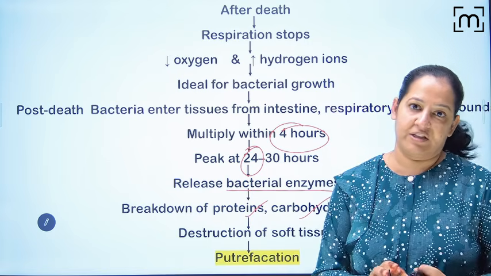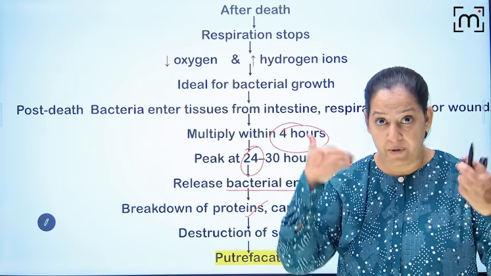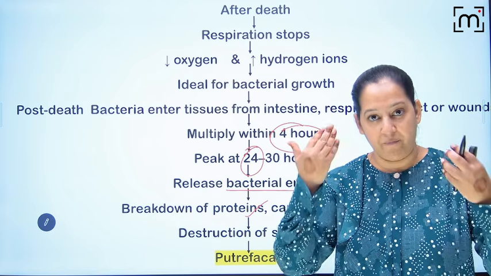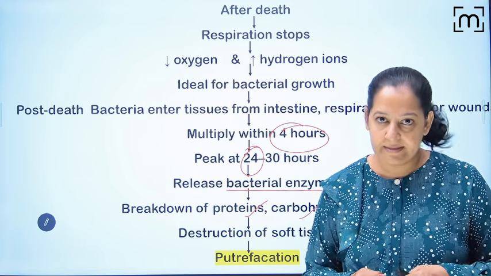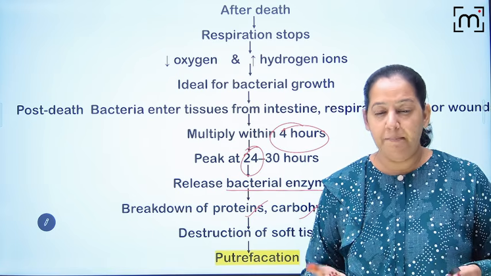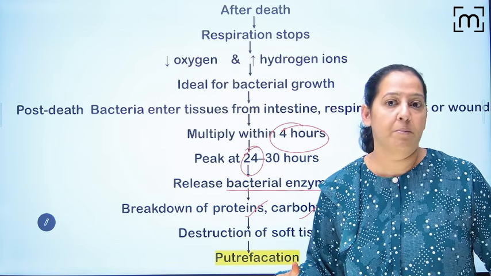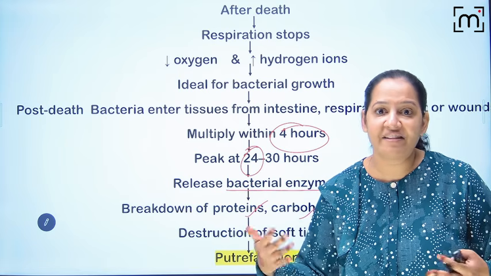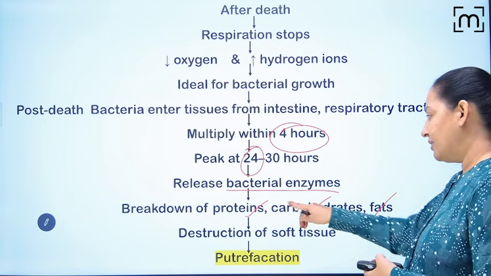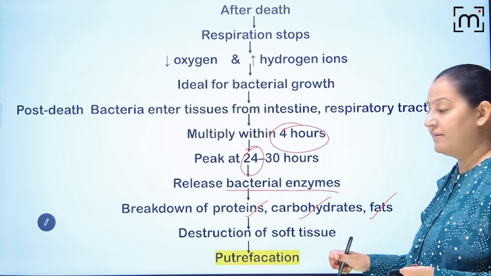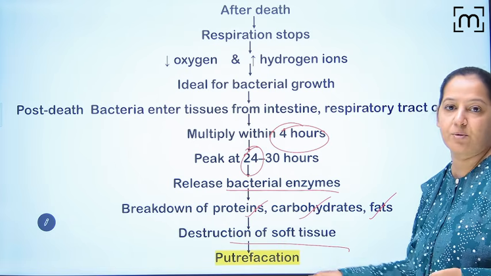Our body is made up of three major components: protein, carbohydrate, and fat. Carbohydrate gives us energy, the complete structure of the human body is made up of protein, and we have fat as a storage. So all three things are destroyed by the bacterial enzyme. This leads to destruction of the soft tissue, and this is known as putrefaction.